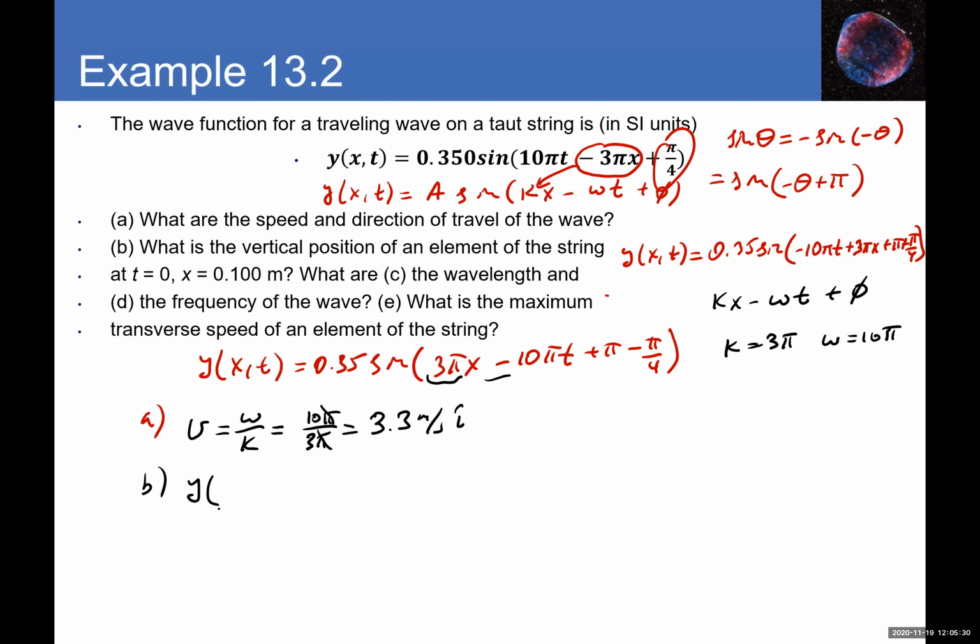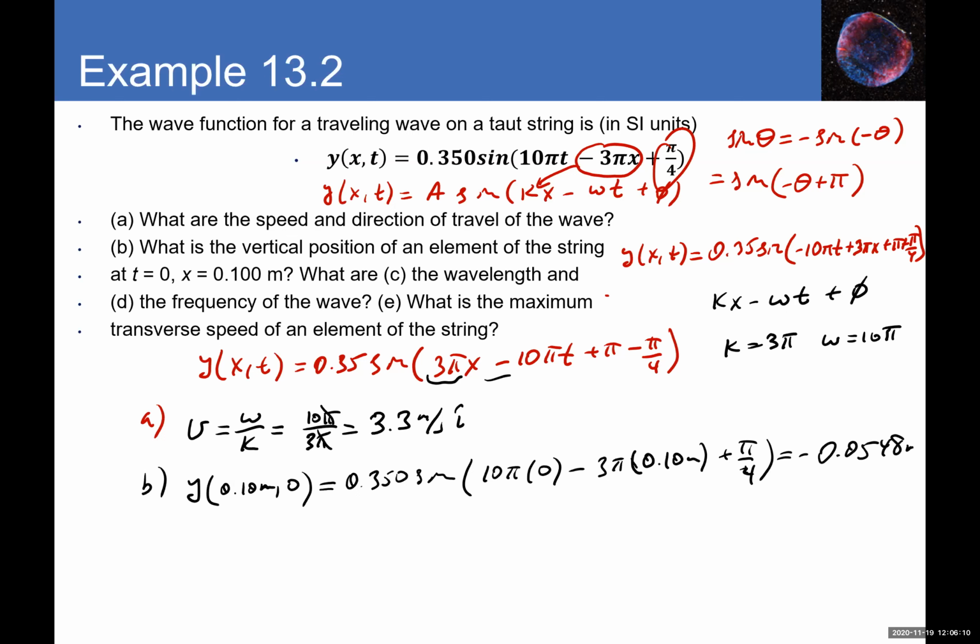So for part B, we say, okay, y when x is 0.10 meters and t equals 0, using that original equation. So 0.350 sine of 10 pi times 0 minus 3 pi times 0.1 meters plus pi over 4. Assuming that we're using radians, we will get negative 0.0548 meters. All right, so this is going to be the answer for that, which is about 5.5 centimeters. And it's negative, which means basically just below the reference line.